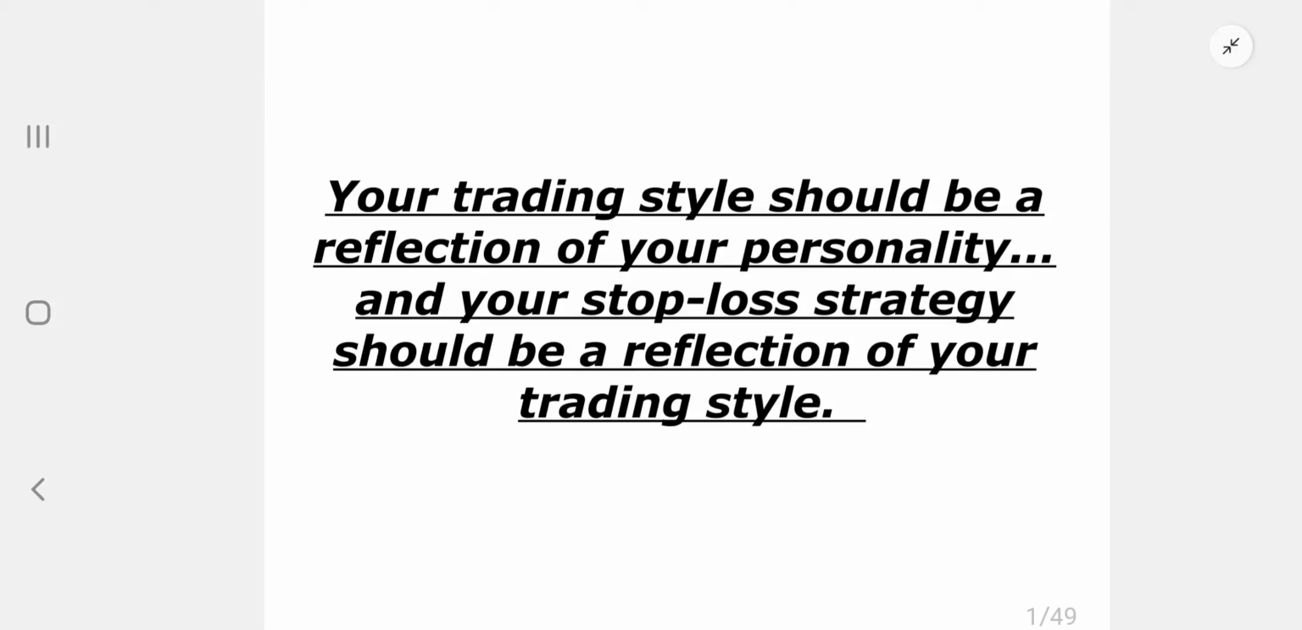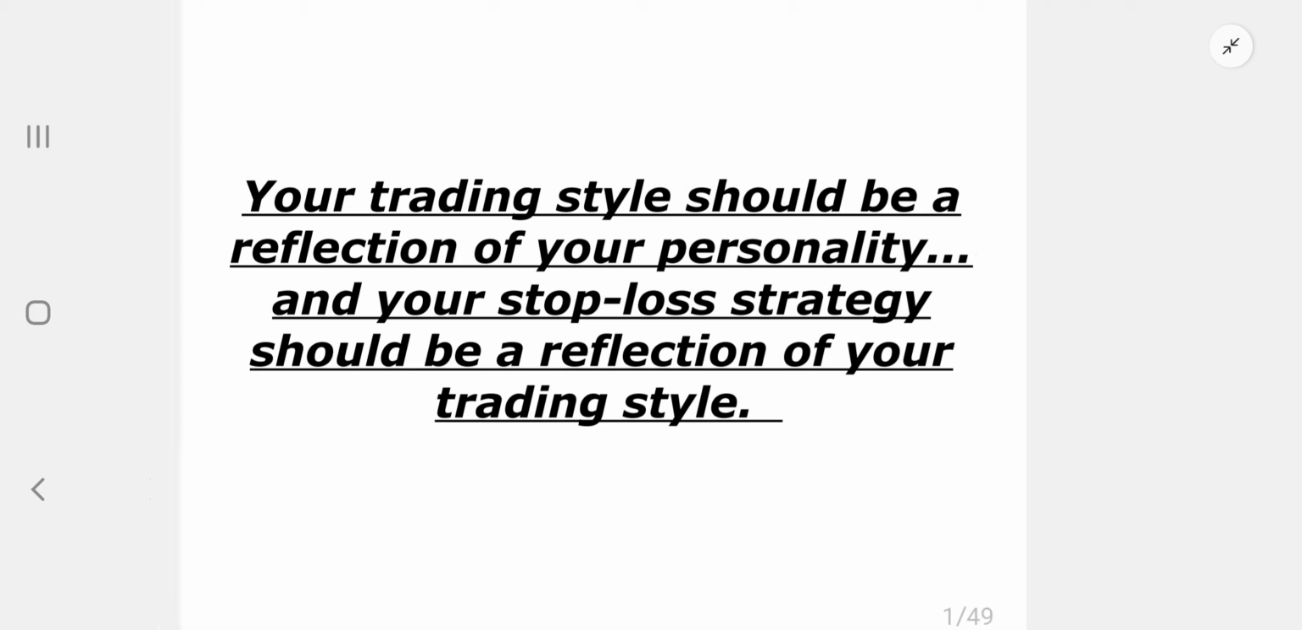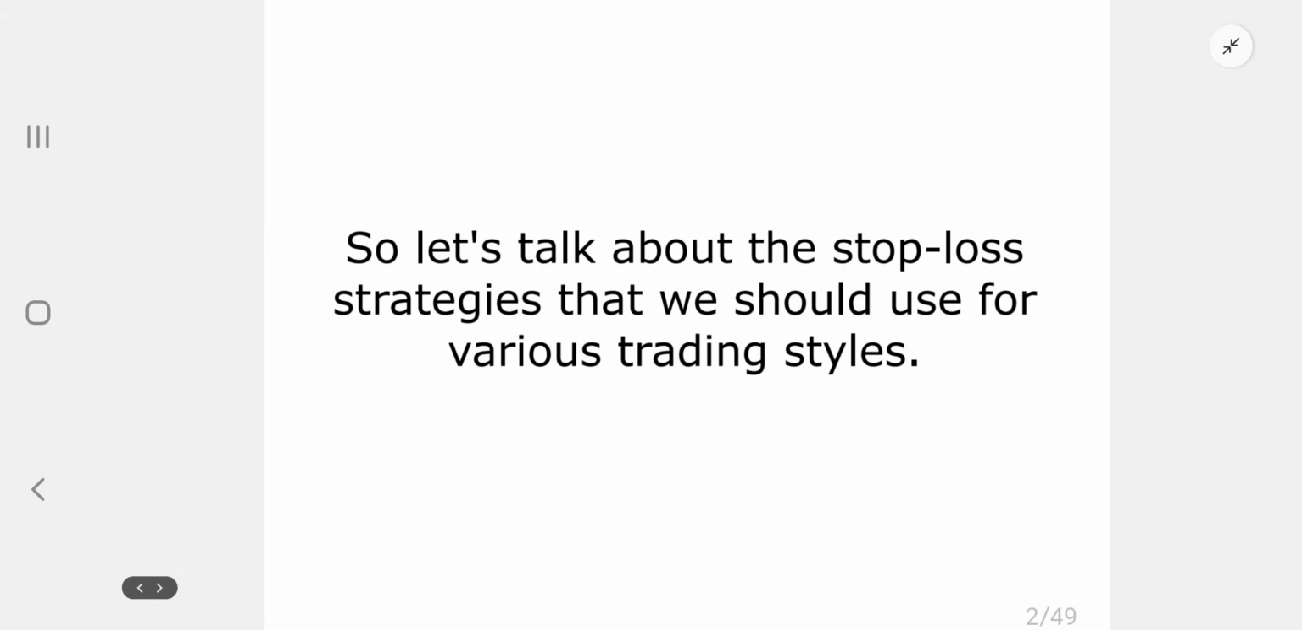Your trading style should be a reflection of your personality, and your stop loss strategy should be a reflection of your trading style. So let's talk about the stop loss strategies that we should use for various trading styles.